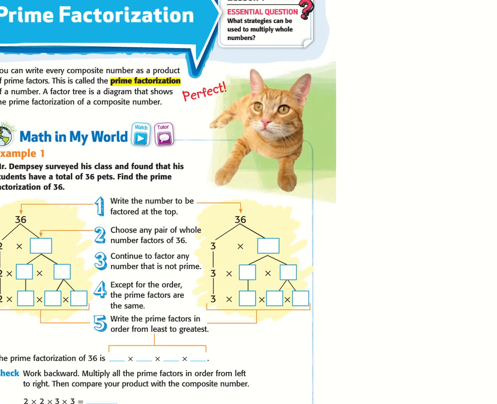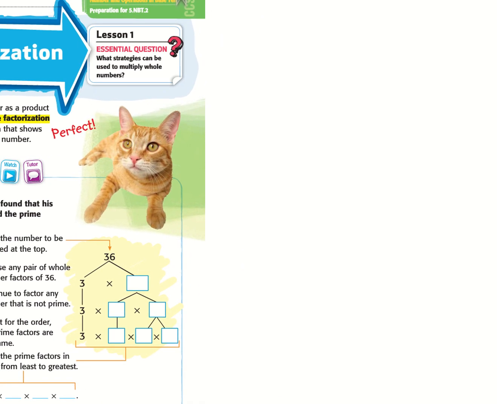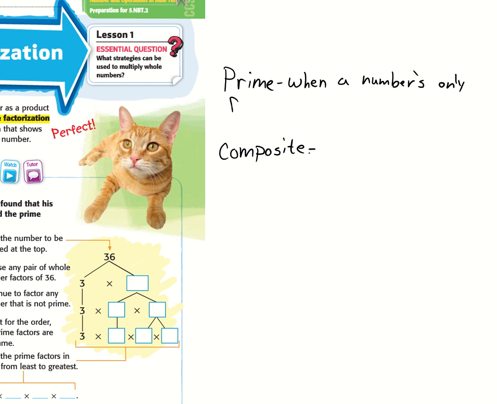So before we actually dive into this, I want to do a short review to the side about prime numbers and composite numbers. If you're in my class, I want you to write this down. It says prime and composites. So a prime number is when a number's only factors are itself and 1.